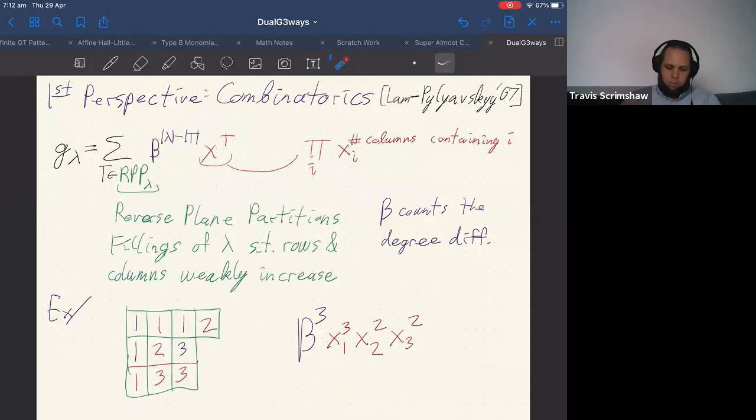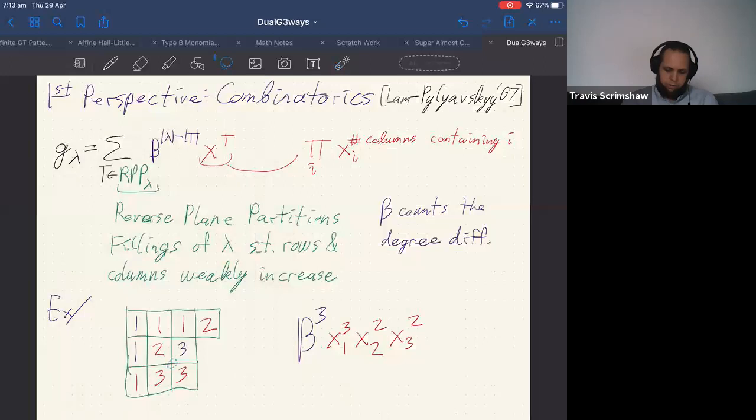And so how we're going to first attack this is by looking at it from the point of view of combinatorics, which was done by Lam and Pylyavskyy in 2007, where they defined a dual Grothendieck polynomial in the same way. And then what they showed is that you can write a dual Grothendieck polynomial as a sum over reverse plane partitions. So a reverse plane partition is we take our partition lambda, which we thought of as a stacking of boxes, and we can fill those boxes with integers.